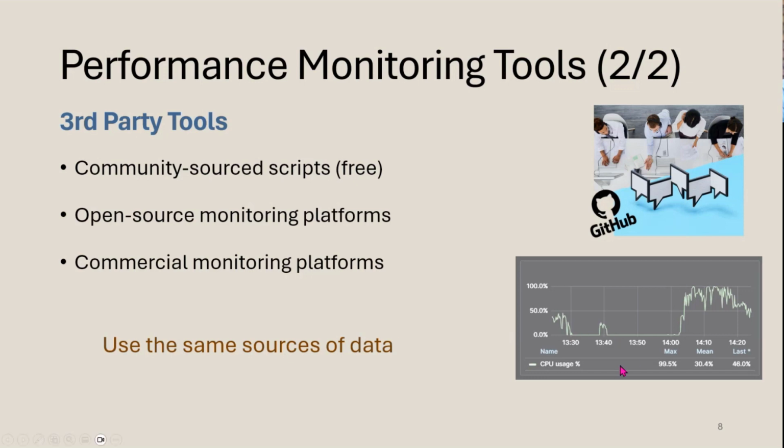This graph down here is one that I made using Grafana, but yours might not necessarily look exactly like this. You're still going to have CPU usage of some sort, because everything's using those same sources of data, whether they're using the performance counters or DMVs or the extended events or Query Store. They're still using those sources to build the graphs that we have.